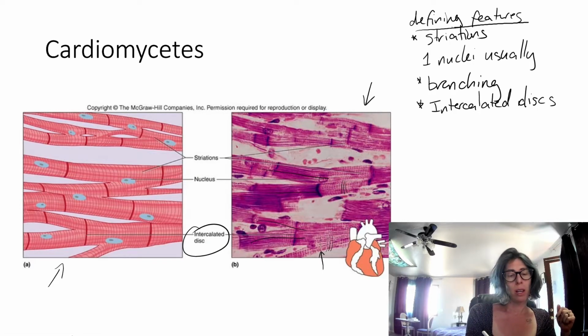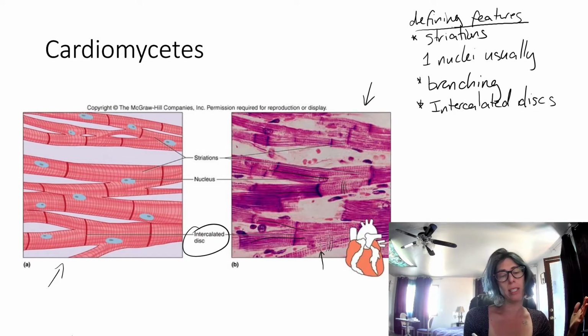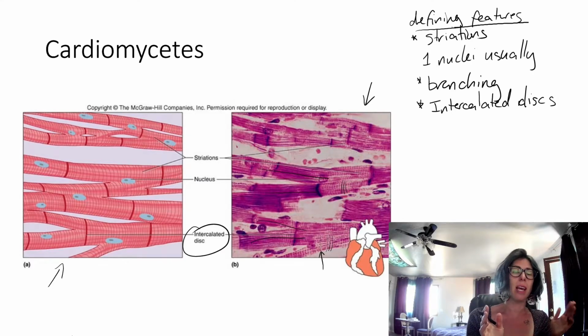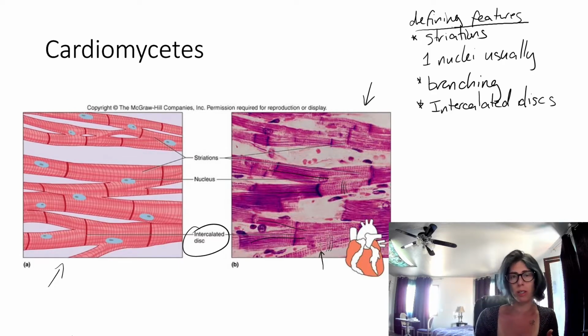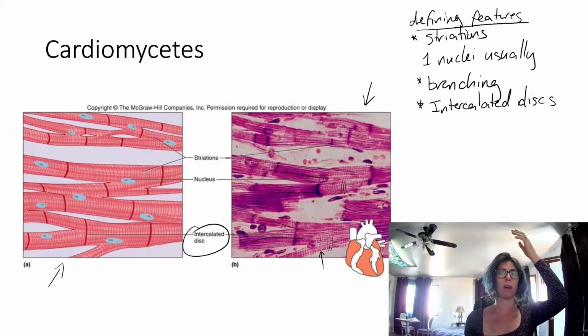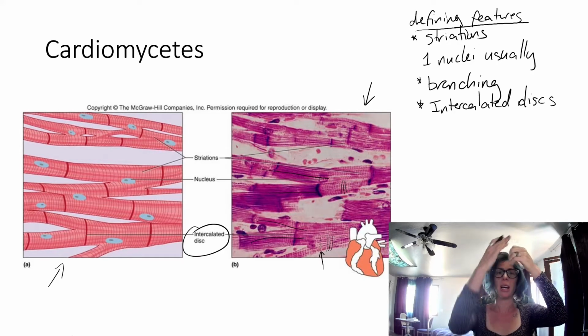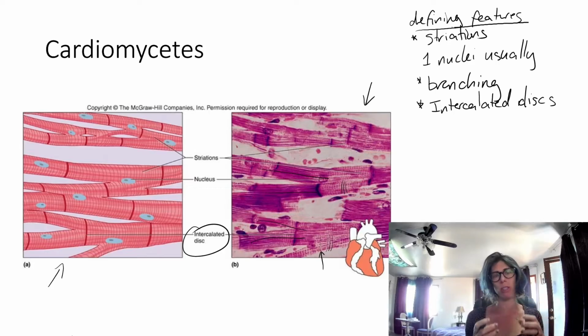The intercalated discs are special junctions between cardiomyocytes. And they have a lot of important functions for these cells because in the heart, there's a wave of contractions that moves through the heart that helps the blood move in the correct direction. First, you have contraction at the top in the atria, and the contraction moves down through the heart to the ventricles in this wave-like motion and out again, to move the blood out again.